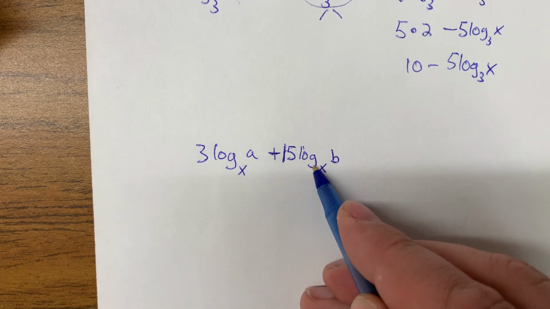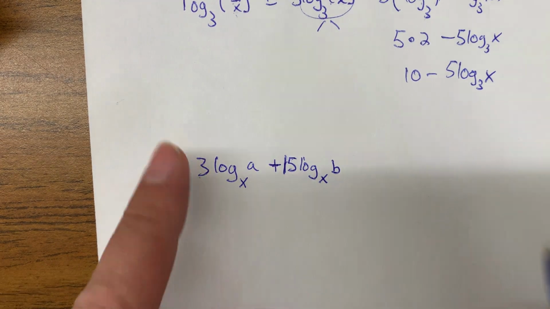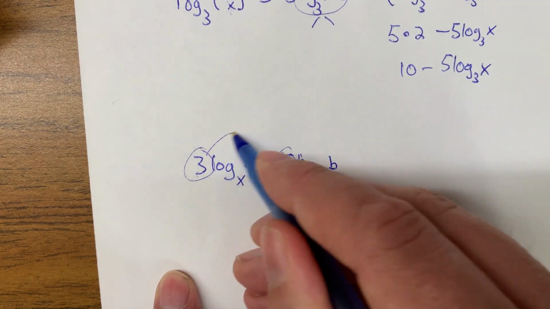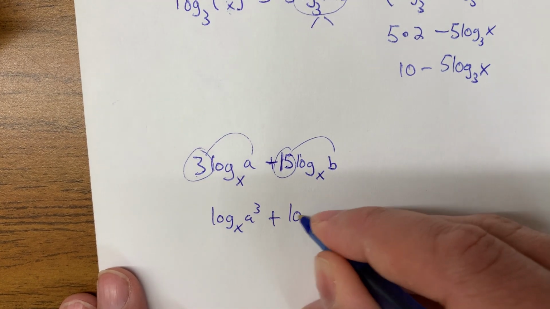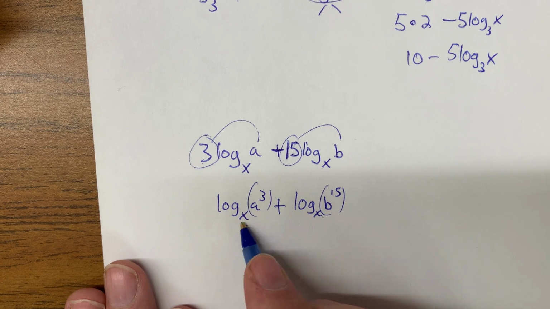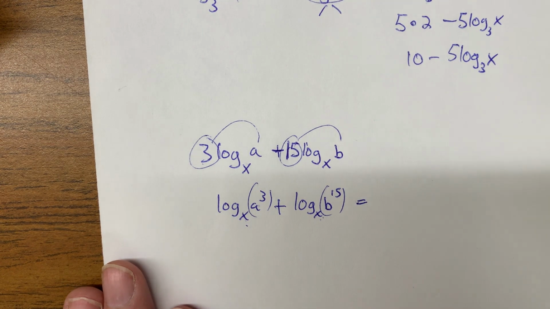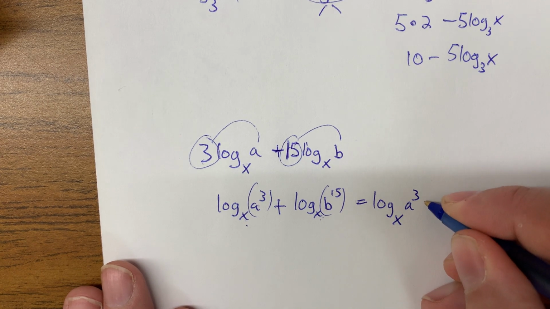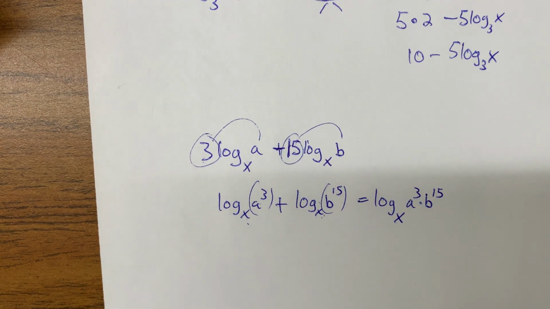Now, I see adding, but I can't just add them yet because there's no property that says what to do with a coefficient in front when adding. Instead, I need to deal with this coefficient first before I can combine them. So these coefficients become exponents. Log base x of a cubed plus log base x of b to the 15th. And now I have 2 logs that are just adding together. Log base x of something plus log base x of something, and these can combine into what? Well, hopefully we know it's log base x of a to the 3rd, b to the 15th. These are multiplying together. So if you have 2 logs adding, you can combine them into a single log that is multiplying.